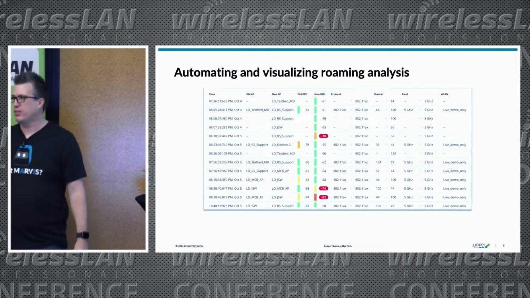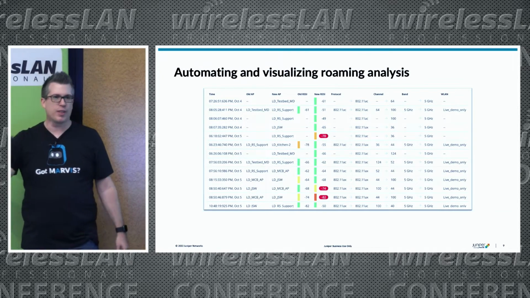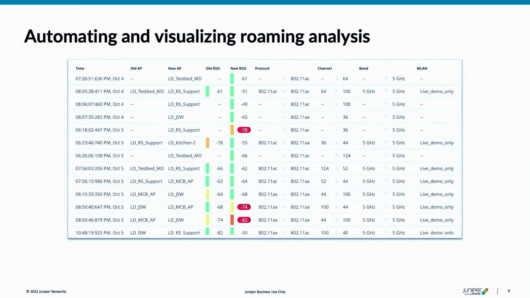So visualizing this is a lot cleaner to view. You know, when things happen, you can have all sorts of different red, amber, green thresholds. You can set these up and say, well, what's your target for success? What sort of roaming and coverage success do we want to guarantee for our clients?